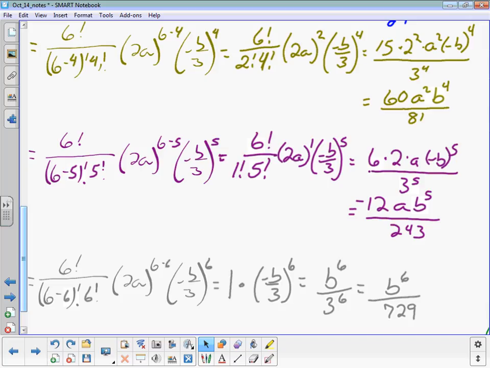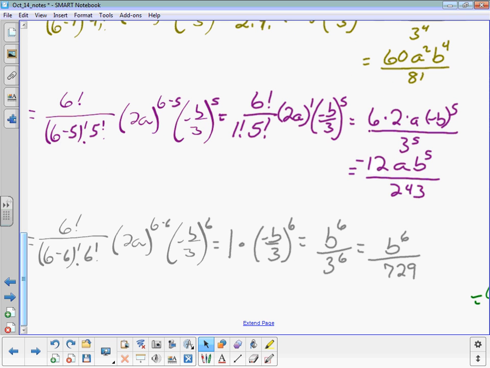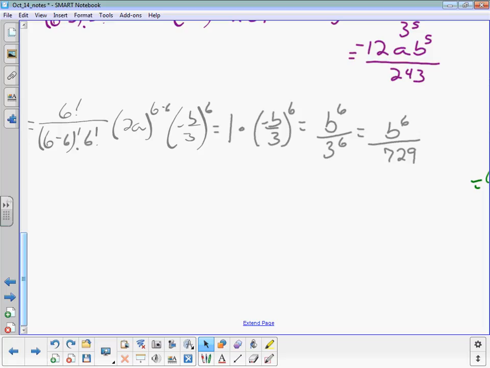Now, we ran the theorem. We've got all these terms. What do we do with them? The sigma says add them all up. So all I got to do is add the first term, which was 64a to the 6th, and the negative 192a to the 5th b over 3.